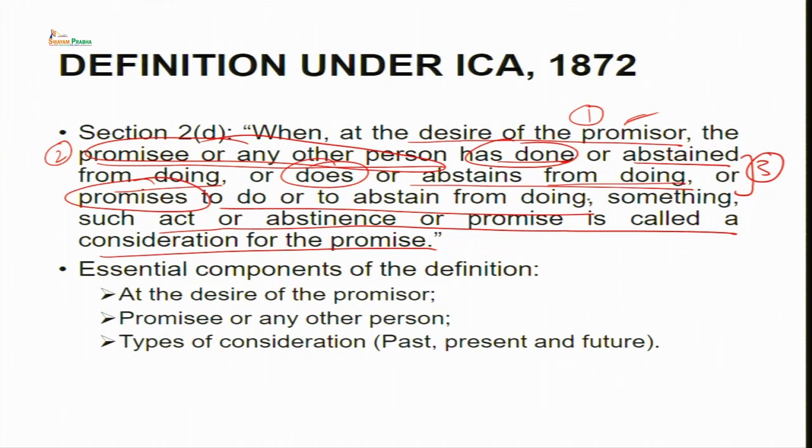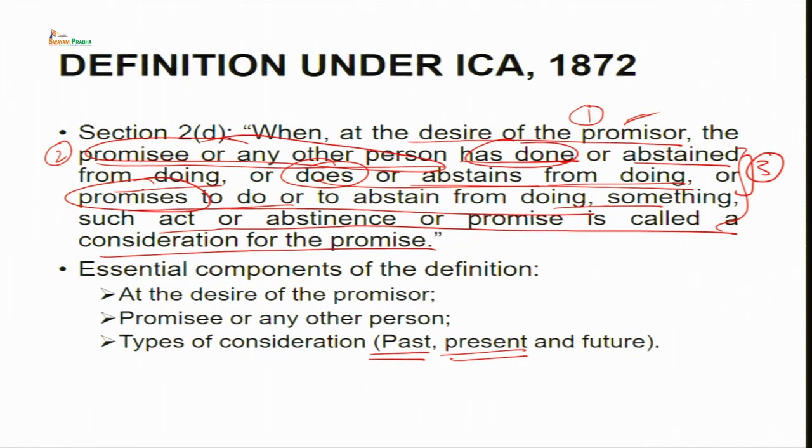when we talk about this third point here, you can see the tenses are changing. It says has done or abstained from doing, does or abstains from doing, or promises to do or to abstain from doing something. So these changing tenses are highlighting the different types of consideration. When we say has done or abstained from doing, that means it is already done. So this is what we call past consideration, right? And then you can see it says does or abstains from doing. We are referring to present tense here, right? So that is present consideration.